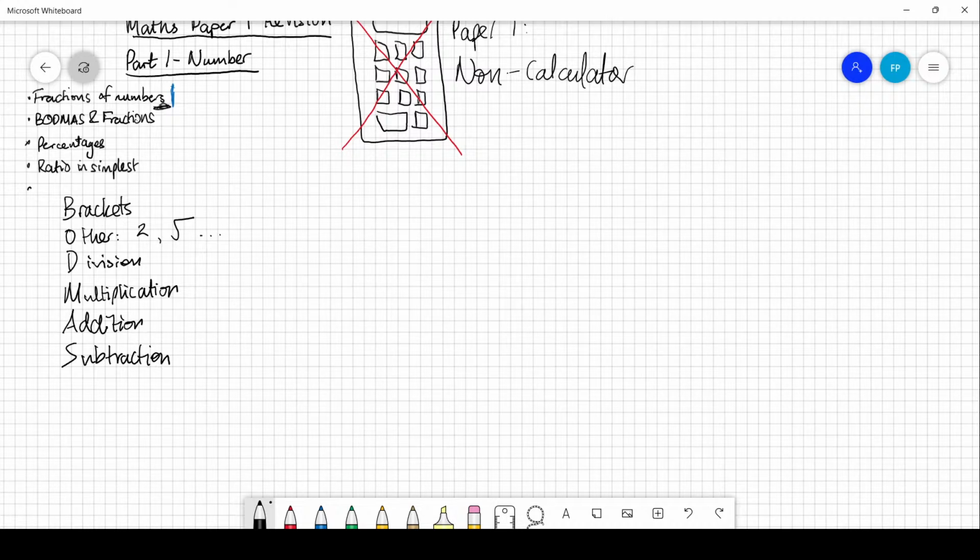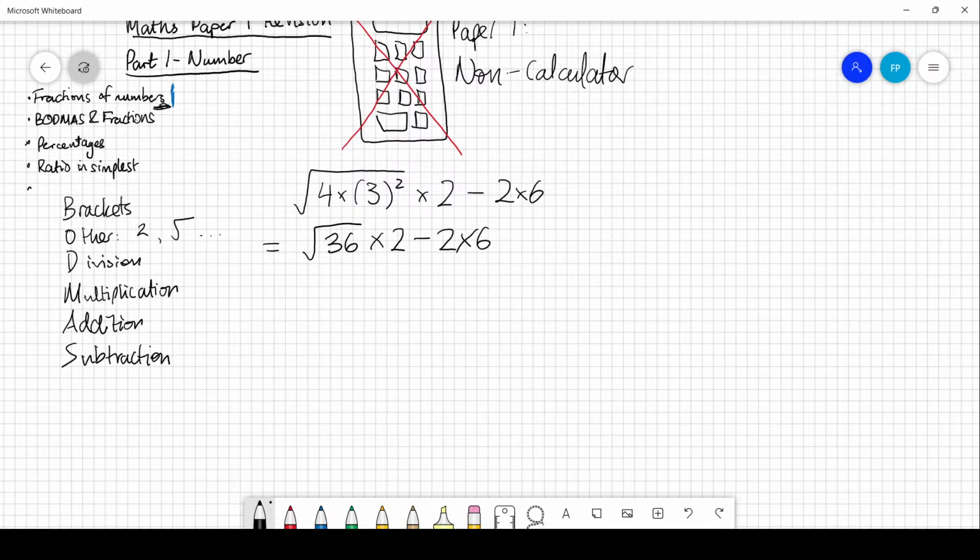So if I were to do something like square root of 4 times 3 squared times 2 minus 2 times 6, something random like this, we'd first start off with the brackets inside here. Well, we do have this index here, so we have root 36 times 2 minus 2 times 6. So we've done all the brackets.